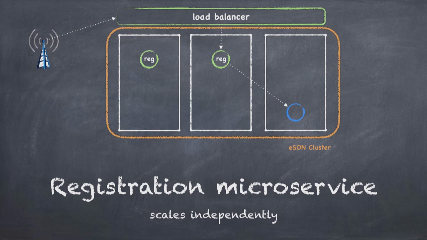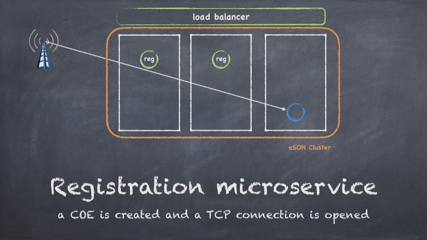Once it receives it, it will cause a COE to be created for that base station somewhere in the cluster. Again, these are all clustered microservices, so they're all part of the same Akka cluster. And then once the COE is up, the base station can set up its permanent TCP socket connection between the base station and the COE.